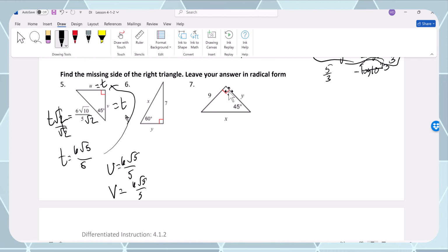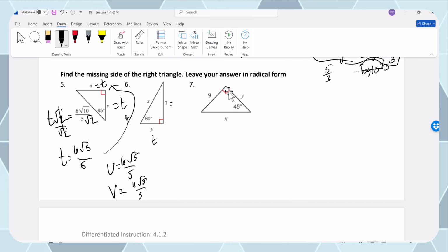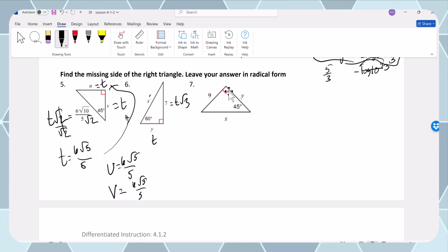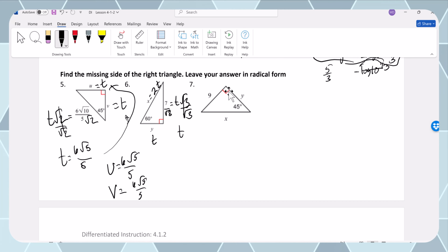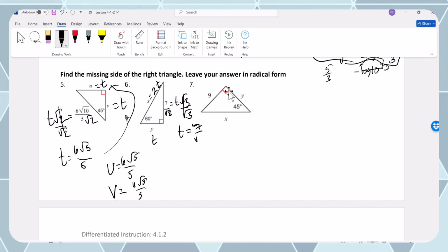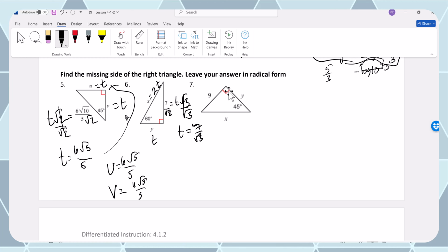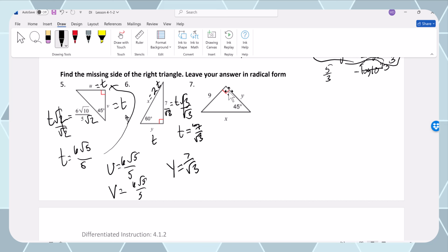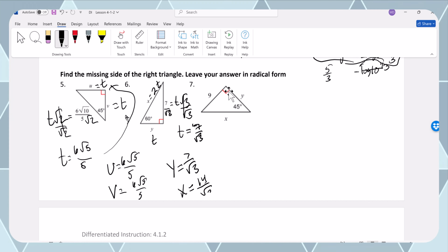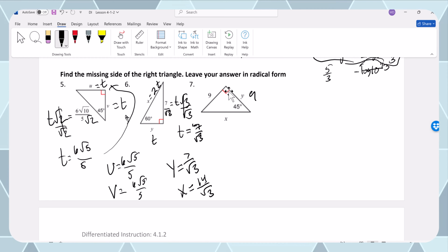For the 30, 60, 90 triangle, it's t, t root 3, and 2t. So I can get t by itself here. So t equals 7 over root 3. So plugging it in, you're going to get y equals 7 over root 3. And then x equals 2 times 7, so 14 over root 3. This is 9 and then 9 root 2.